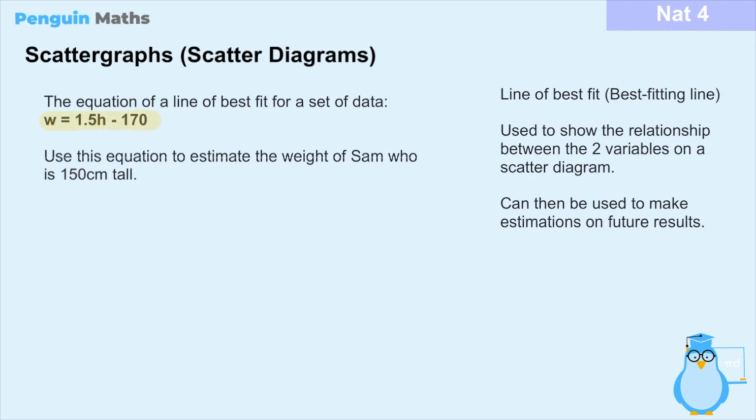So here we have our equation, and here we've been given a piece of information that we can enter into the equation. And this piece of information represents the height of a pupil, so that would mean that h would be equal to 150. And if we want to estimate the weight, we can write out the equation with the value that we have to substitute in. So we would have w is equal to 1.5 multiplied by h, which is 150, and take away 170.